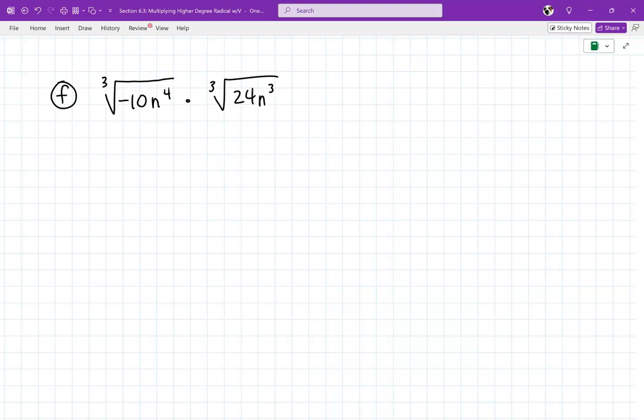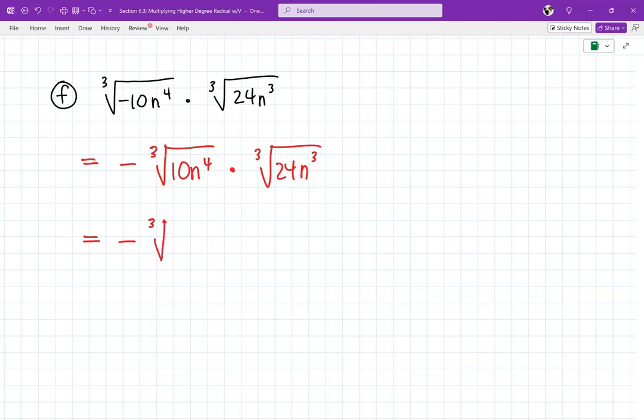Now, I told you guys that whenever you do cubed roots, if there's a negative inside, take it out, right? So that's the first step I'm going to do. I'm going to write negative cubed root of 10 n to the 4th times the cubed root of 24 n to the 3rd. Okay? So there we go. Now, I'm going to go ahead and multiply. Negative 1 times 1 is negative 1. Okay, so I'm just going to put a negative there.